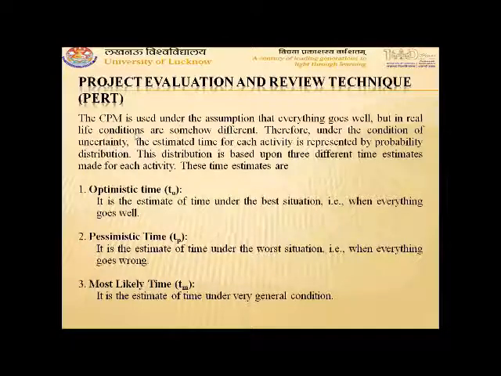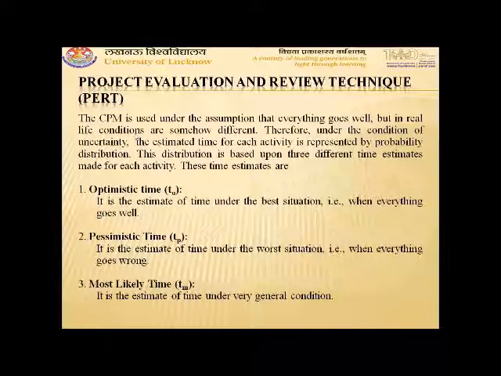for example, you are going on the road and the road is free from traffic. Then you can move as fast as you like. However, you cannot exceed the speed limit, but you can go up to that limit easily, and you can reach your destination in very little time. So that time is called optimistic time. That is, everything is going well.